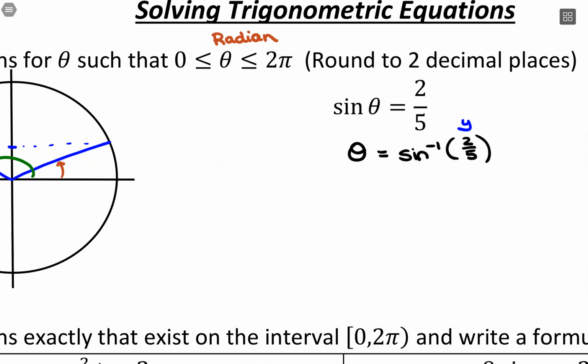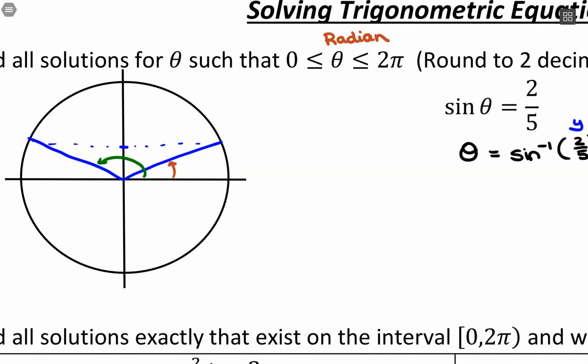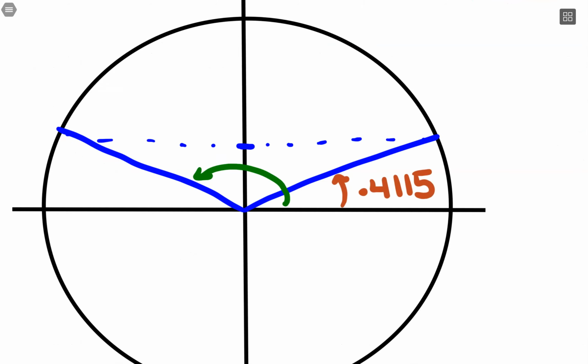So if I plug inverse sine of 2/5 into a calculator, that's going to give me 0.4115. So that's one of our solutions. Theta equals 0.4115. Or you can have the second solution from this green arrow that I drew. Now, what I need to use here are reference angles, and that 0.4115 is showing up over here, it's just occurring right there. So that right there is 0.4115.